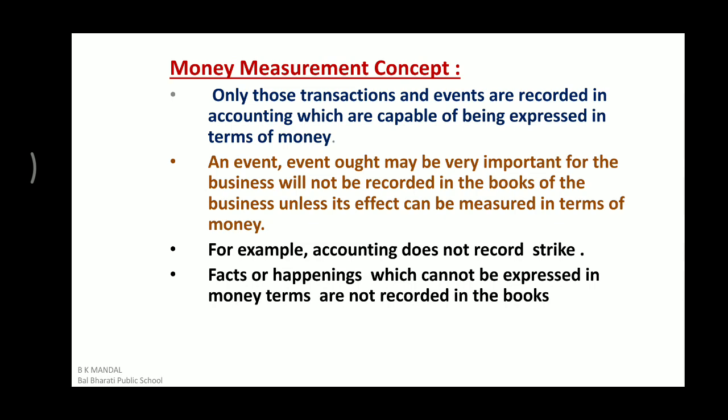For example, accounting can't record a strike, accounting can't record the efficiency of the managers, accounting can't record the honesty of the managers, accounting can't record the relationship between the employer and employee, because these are all non-monetary in nature. That means facts that cannot be expressed in money terms are not recorded in the books. That is the money measurement concept.